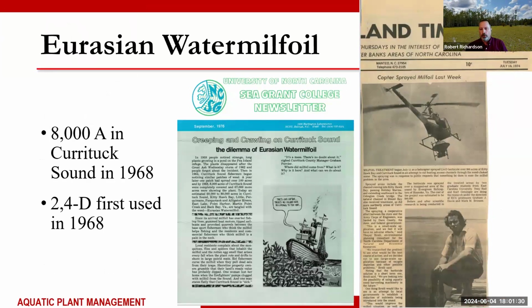Now, again, Eurasian water milfoil has been around in eastern North Carolina for a long time. In 1968, there were 8,000 acres reported in Currituck Sound. 2,4-D was used as a herbicide in 1968. There was a Sea Grant newsletter I found from 1976 that had some interesting quotes in there. One local resident saying experts from Raleigh didn't know what they were talking about.